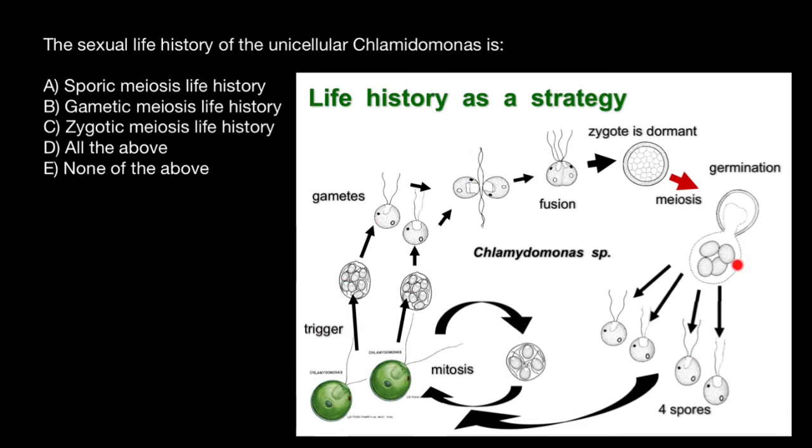And this sexual mode of reproduction we call zygotic meiosis, which is dominated by haploid adults. So as you see, variant C is going to be our answer. The sexual life history of the unicellular Chlamydomonas is zygotic meiosis.